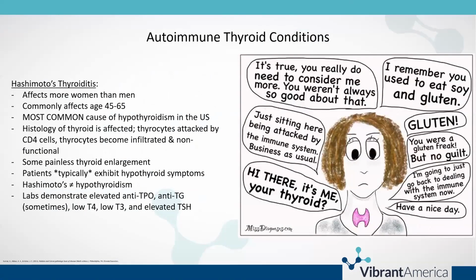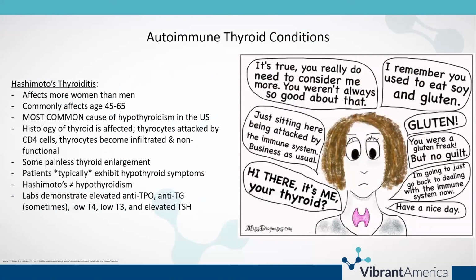So here we go. Autoimmune thyroid conditions. Hashimoto's thyroiditis is one of the most common autoimmune thyroid conditions, and it is the most common cause of hypothyroidism in the United States.